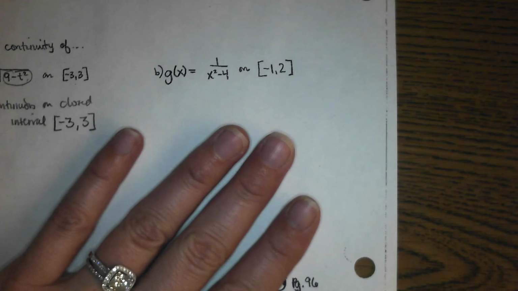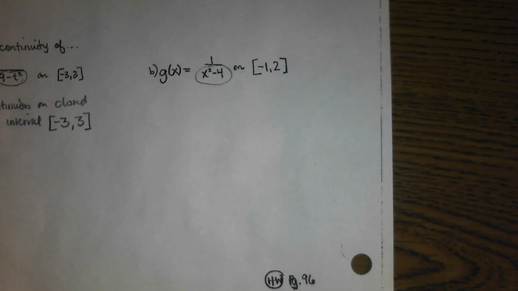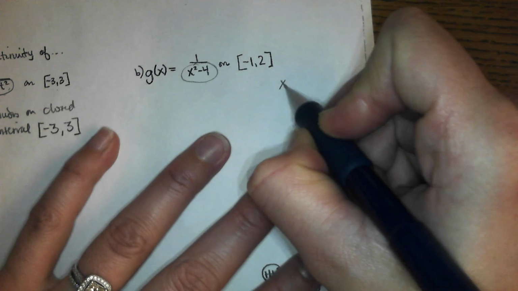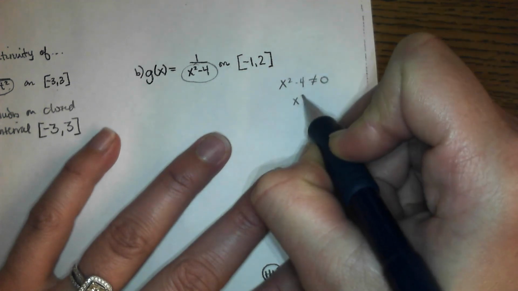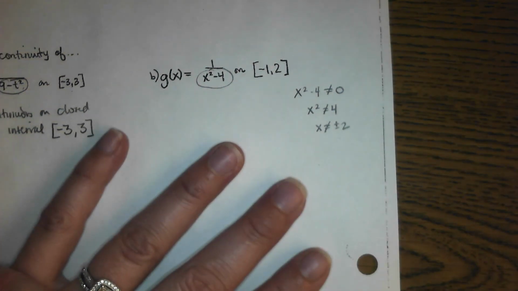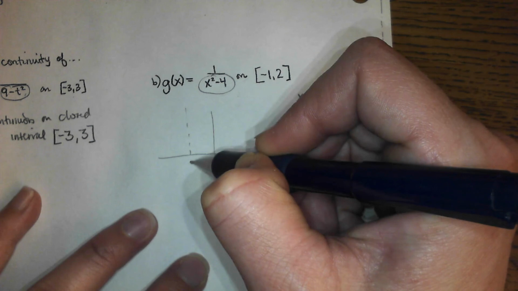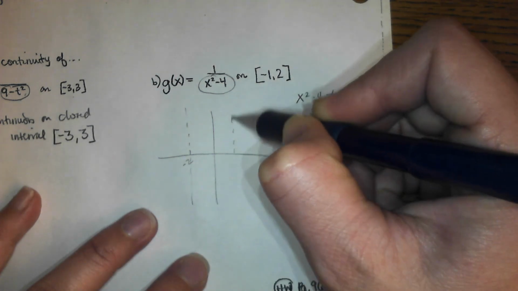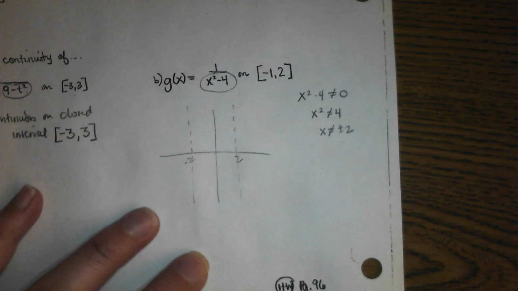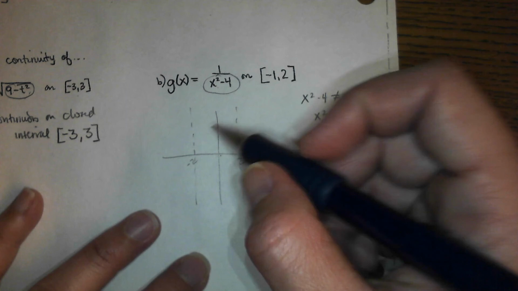This particular graph, x squared minus 4 just can't be 0, right? Agreed? So x squared minus 4 cannot equal 0, which means x squared cannot equal 4, and x cannot equal plus or minus 2. So the graph exists everywhere but plus or minus 2. This is a pretty easy one for us to sketch: vertical asymptote at -2, vertical asymptote at +2. Our y-intercept when x is 0, if I plugged in the 0, I'd get -1/4.